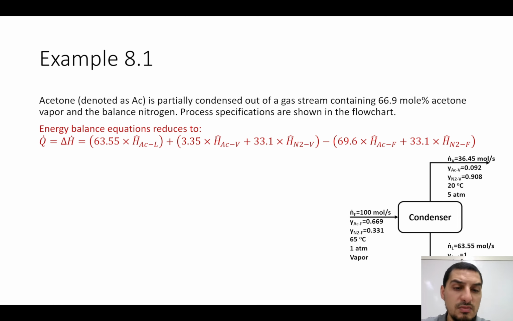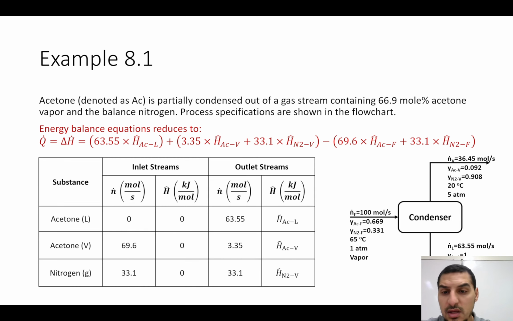So we will do the same thing. We will construct the inlet outlet enthalpy table. In this table we have all the flow rates which are listed here. We will take the feed conditions as the reference conditions. So in this case the enthalpy of acetone and nitrogen are both going to be 0 in the feed stream, of course, and then we will have the product stream containing the three components, 2 vapor, acetone and nitrogen, and 1 liquid.